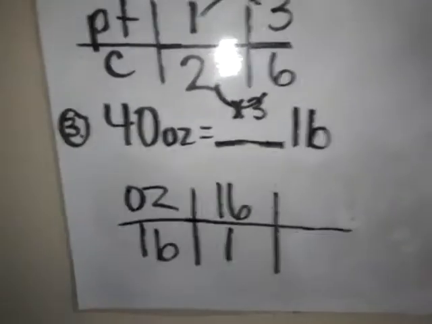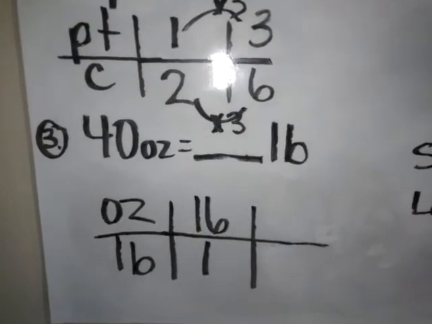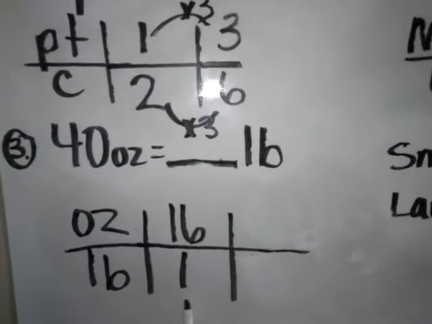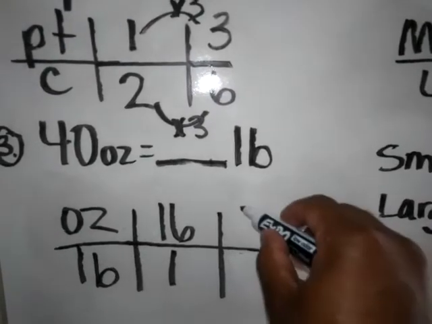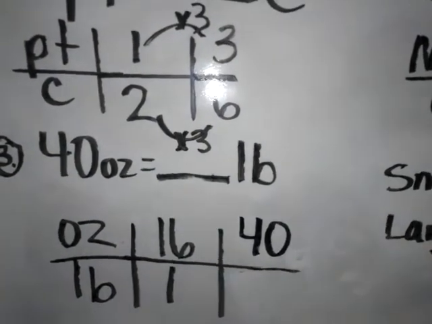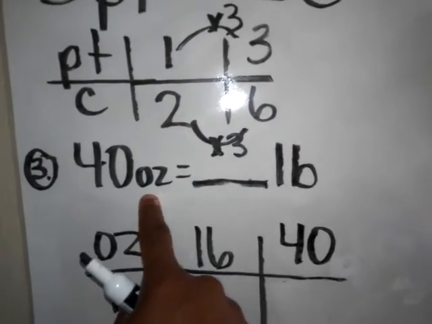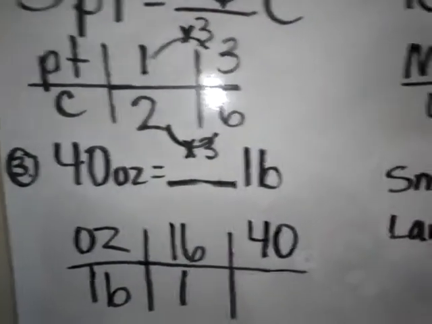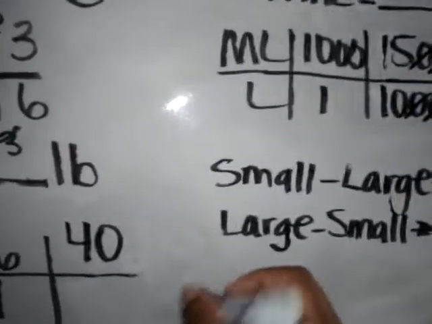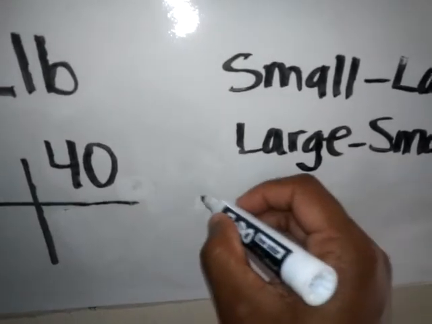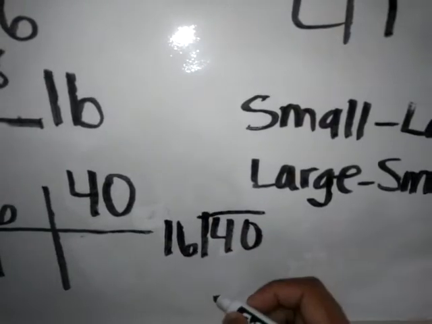Last problem here. We have 40 ounces to how many pounds? The conversion factor we're using is 1 pound is 16 ounces. Now we need to get ounces to 40. So again, we're going from a small unit of measure to a larger unit of measure. So again, small to large, we're going to divide. So let's just go ahead and divide 40 divided by 16.